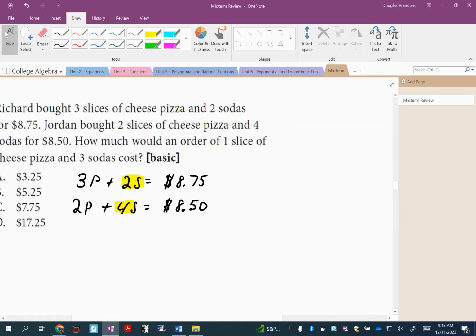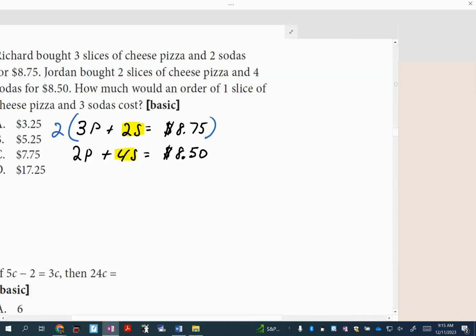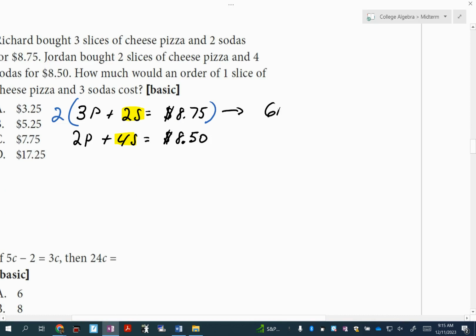So I'm going to multiply all 3 of these pieces by 2, which would get that to be 4s. So if I go this way, that's 6p plus 4s. And then if I multiply 8.75 times 2, 8 times 2 is 16. 75 cents times 2 is $1.50. So $1.50 plus 16 is $17.50. Copy this one over. And that's going to be $8.50.